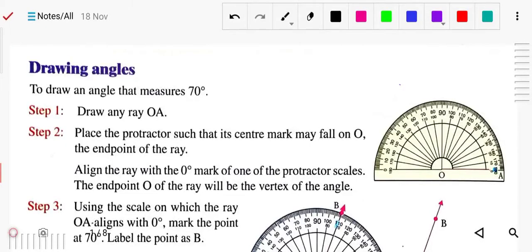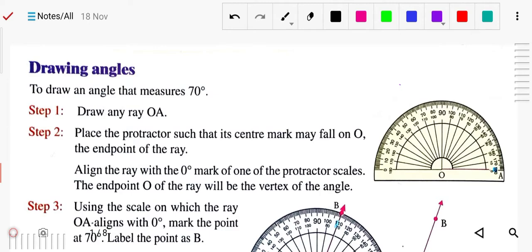Good morning, students. Today we will study drawing angles and kinds of angles. First of all, we will study drawing angles, how to draw the angles. In the last class, we studied how to measure the angles with the help of a protractor. Now, we will learn how to draw the angle with the help of a protractor.